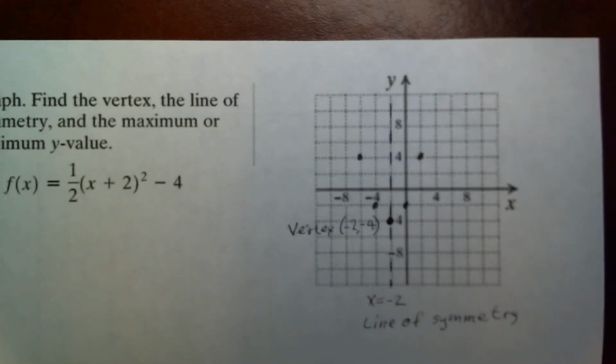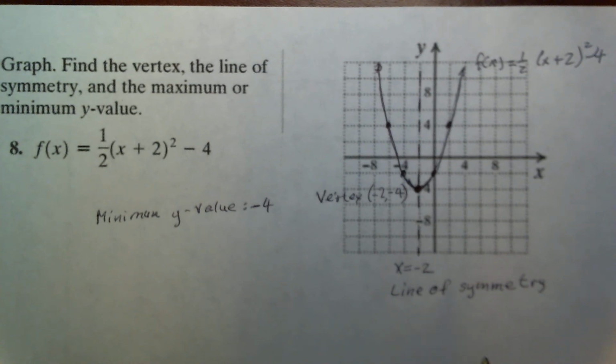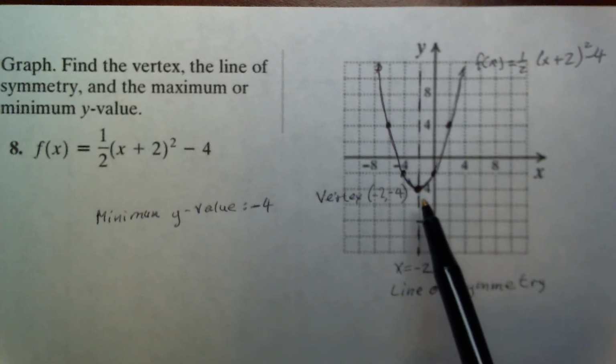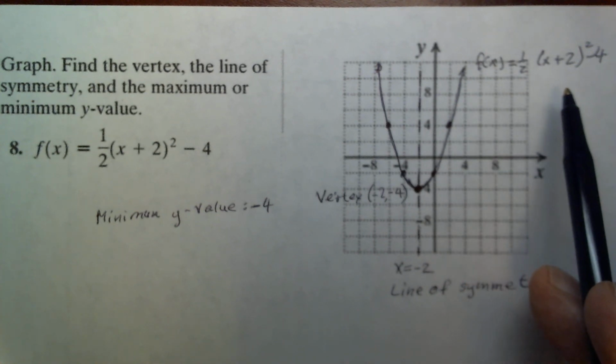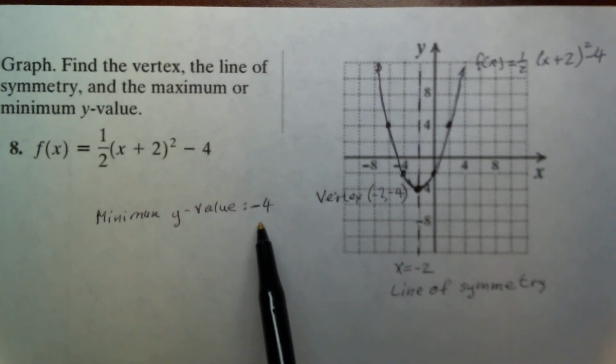Here are the various points plotted in the xy coordinate system as well as the line of symmetry. We noted the vertex at minus 2 comma minus 4. And now we can connect the points on the graph with a smooth line for the function graph. So here's a complete graph, with the vertex, the line of symmetry, the description of the function, and the minimum y value at minus 4.